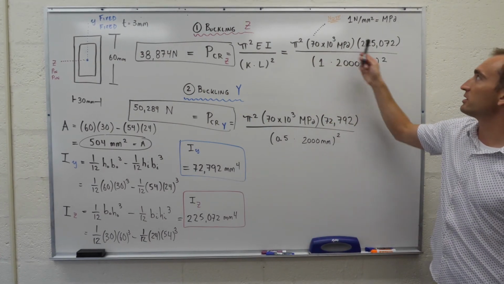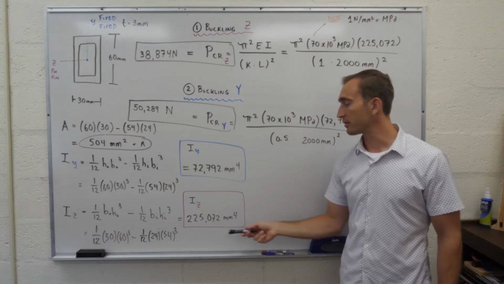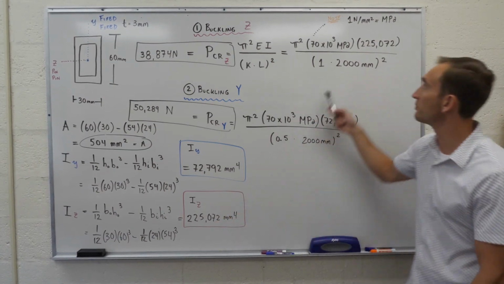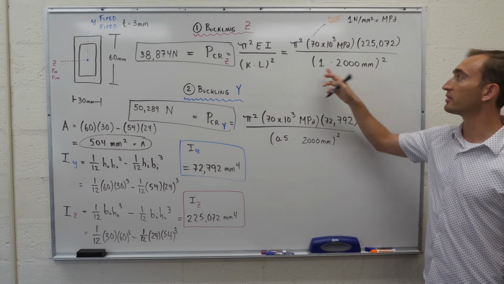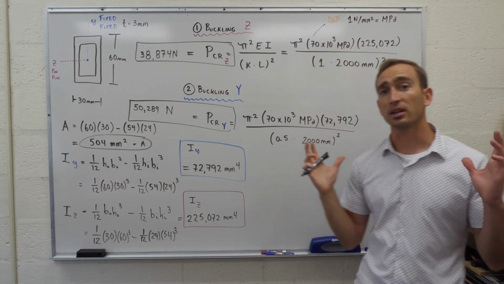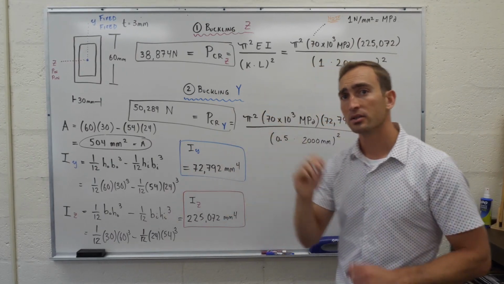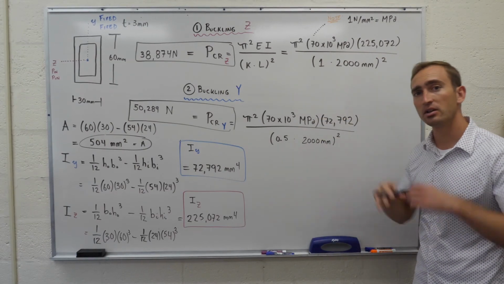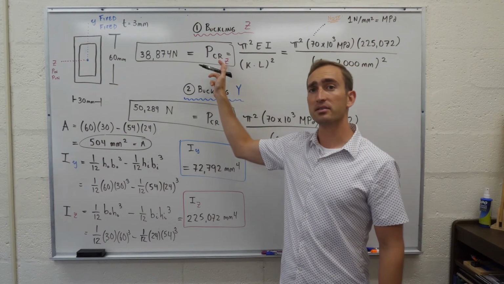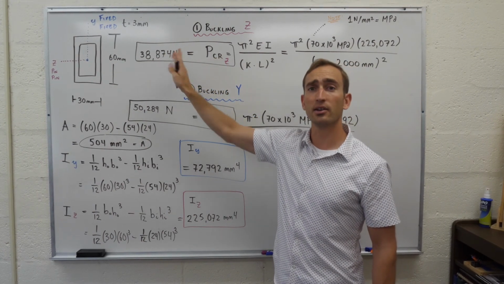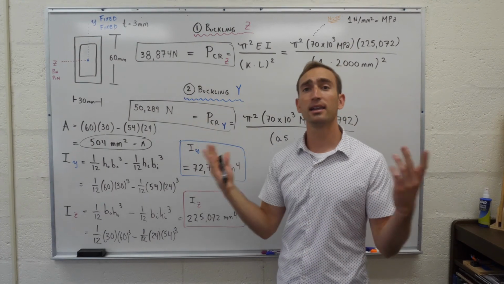So we've got Young's modulus multiplied by the moment of inertia we just found, which was in millimeters to the fourth, 225,072. Plug that right there. And we divide by the length of the beam in millimeters times the k. And remember that for k is pin, we know that k is equal to 1. So we multiply 1 by 2,000 millimeters, we square that. We do all of our math over here, and we find that P critical about the z-axis is going to be 38,874 newtons, which if you look at the answer, it's actually 38.8 kilonewtons.